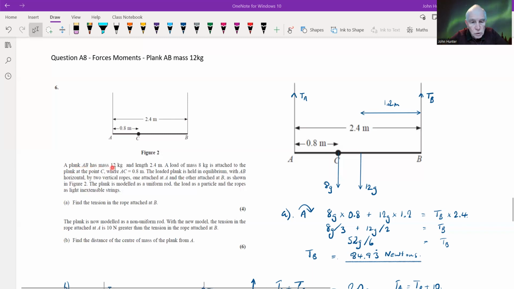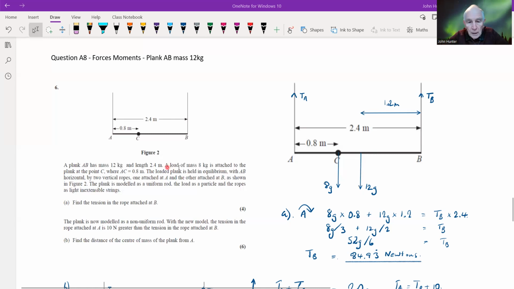A plank AB has mass 12 and length 2.4 meters. Here we've got that. It's got a mass of 12 kilograms, so that means this force is acting downwards with a force of 12g newtons. Later on, he does say that it's modeled as a uniform rod, which means that the mass has the same kind of density all the way along. So the mass is actually acting at the center point, and therefore the force is acting from that same point there.